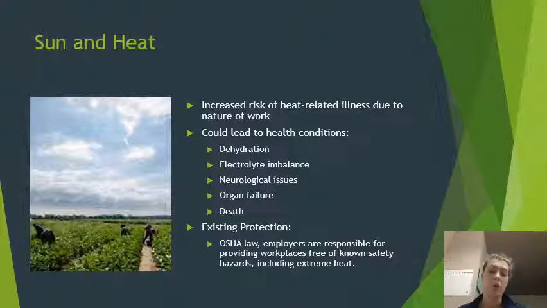There is an OSHA law in place that puts employers responsible for providing workplaces free of known safety hazards, and this does include extreme heat. Employers must provide workers with water, rest, and shade, and they should allow new and returning workers to gradually increase their workload and take more frequent breaks just to adjust to the heat exposure. And they should also be able to plan for emergencies and train their workers on prevention.